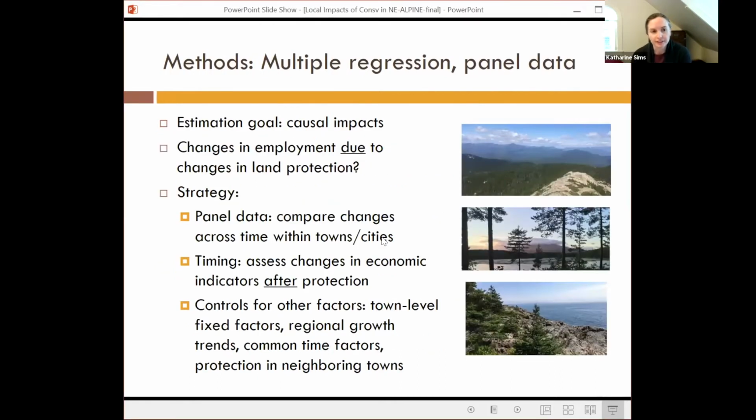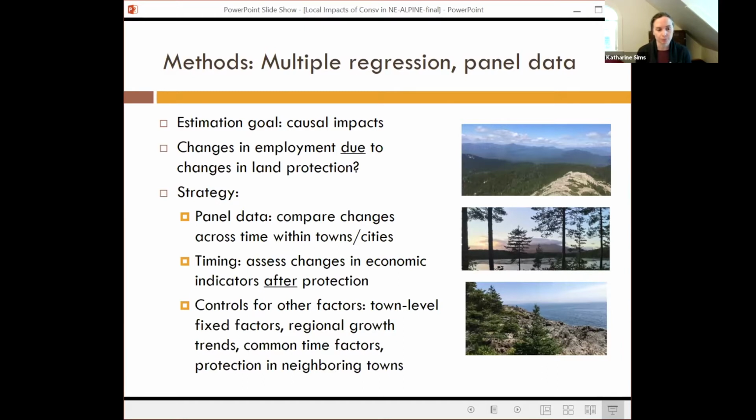So our goal in this study was to do the best that we could in terms of estimating the causal impacts of land protection. So trying to understand what changes in employment or other economic indicators are actually due to changes in land protection as opposed to other factors happening at the same time. And our strategy for doing so is to use panel data. So to use observations over multiple years for the same city or town.